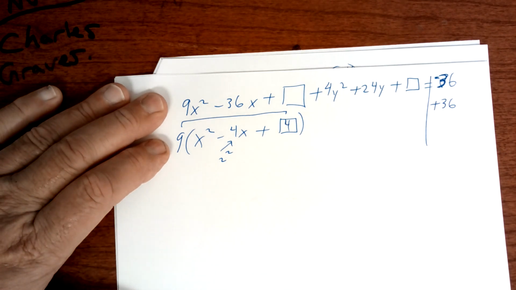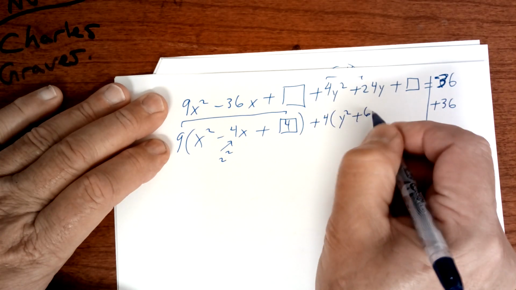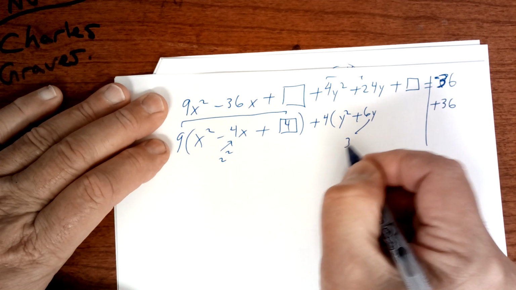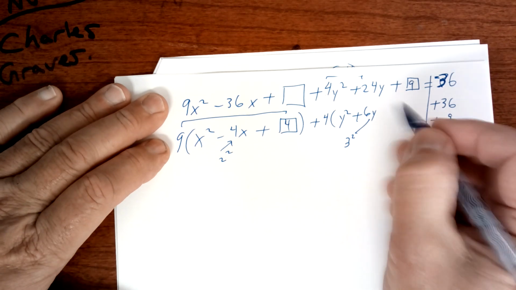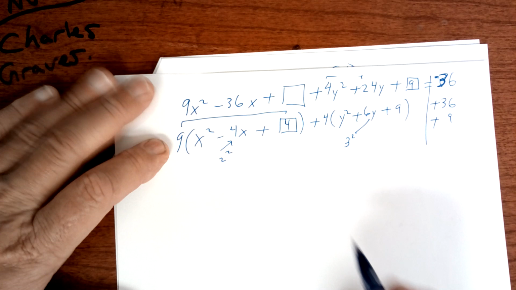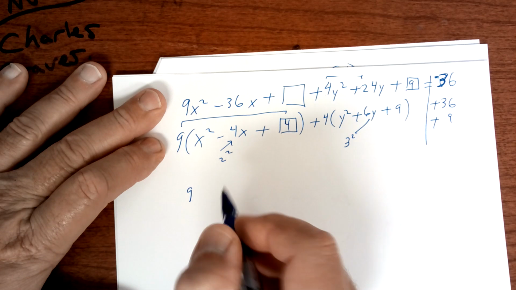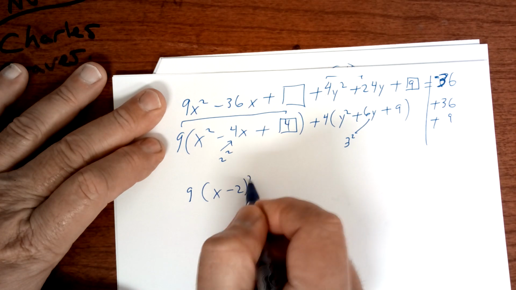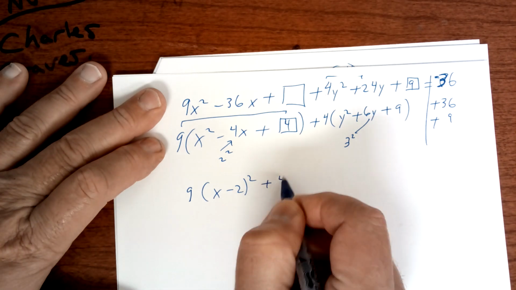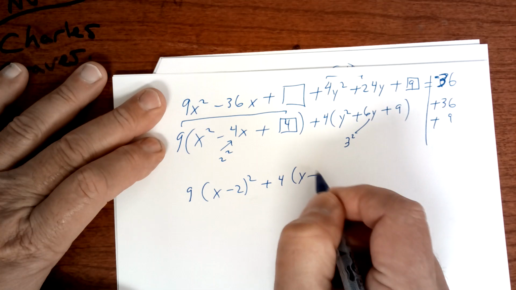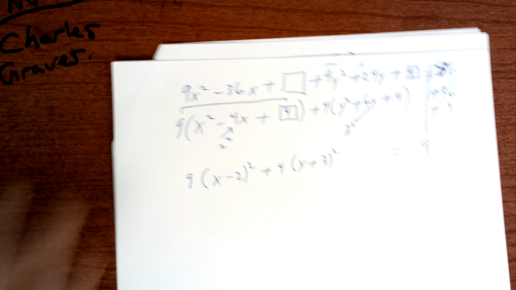On this one, you're going to take a 4 out of here, factor out a 4. You're going to take half of that, which is 3, and 3 squared is 9, so you're going to add 9 to both sides. So this becomes a perfect square right here. So now you're going to have 9 times (x minus 2) squared, and then here, you're going to have plus 4 times (y plus 3) squared equals, this cancels and you get 9.